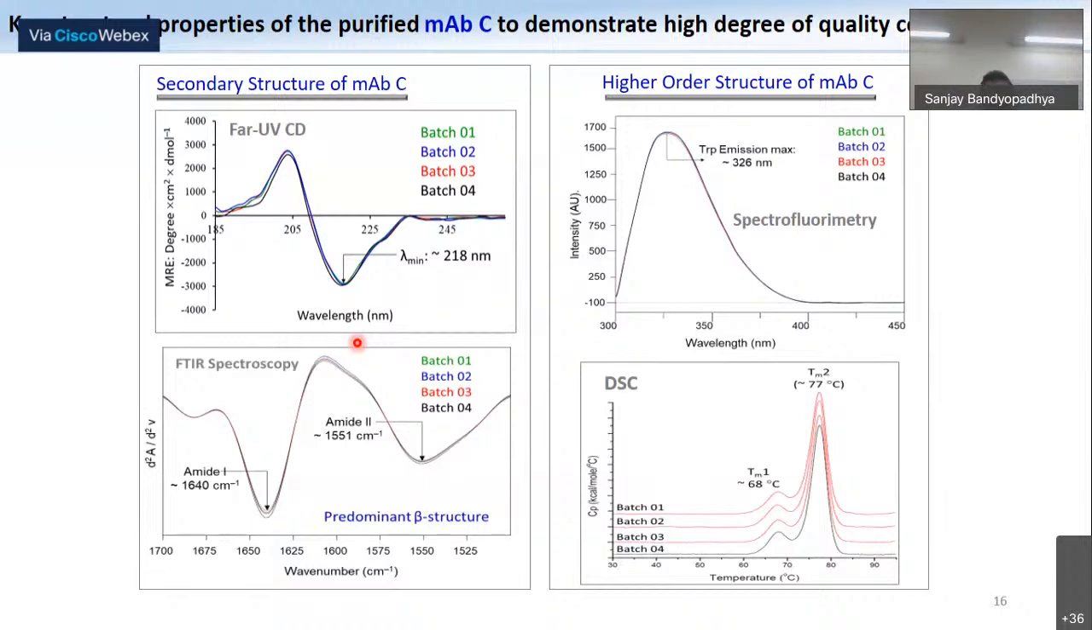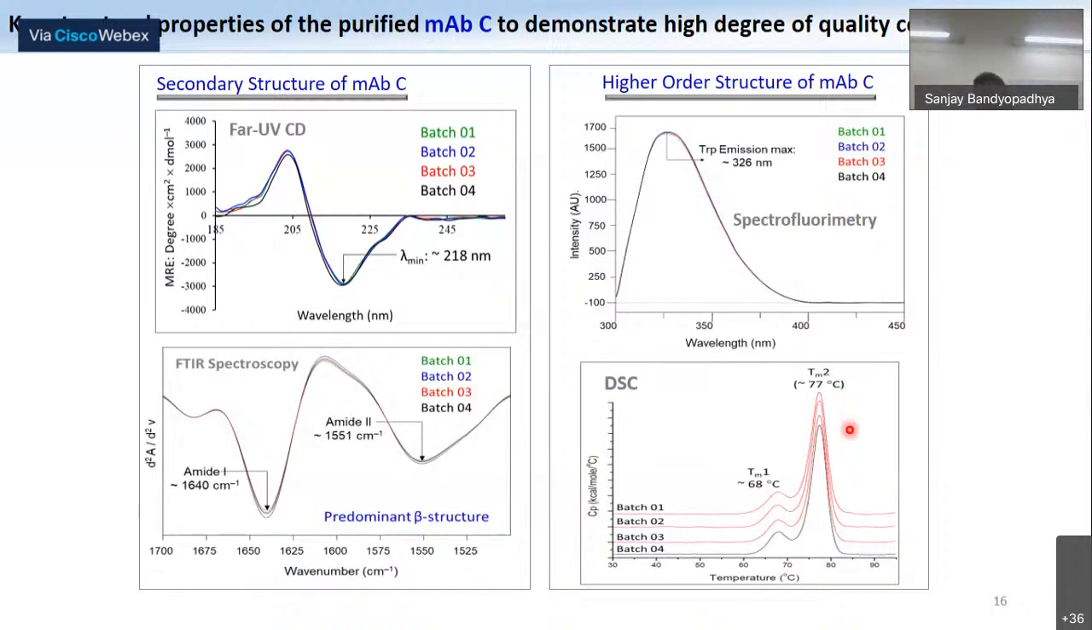mAbs normally, characteristically, show the beta conformation with an absorbance minimum at around 218 nanometer. When you analyze the same mAbs by FTIR, they show the characteristic amide I band, which again signifies the presence of beta conformation. The tertiary structure and the higher order structure, by spectrofluorimetry and by differential scanning calorimetry, show these mAbs are very stable. As you see, the denaturation starts only at high temperature, in two steps for this particular mAb, at 68 degrees centigrade and 77 degrees centigrade.